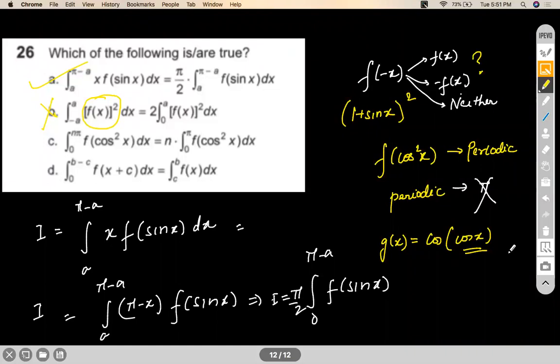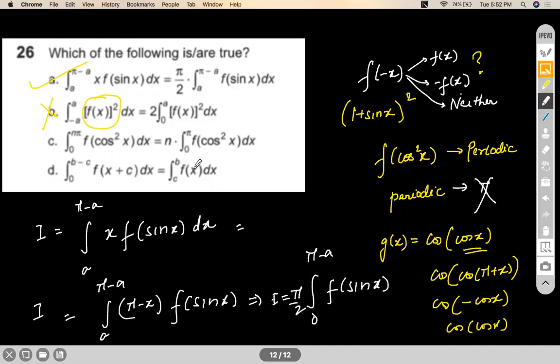Will you say that? It could have a period lesser than that also, because the period of this function is actually pi, because the moment you change your x with pi plus x, it becomes minus cos x, isn't it? And cos square is unaffected, so you get this back. So it is a function whose period is actually pi.